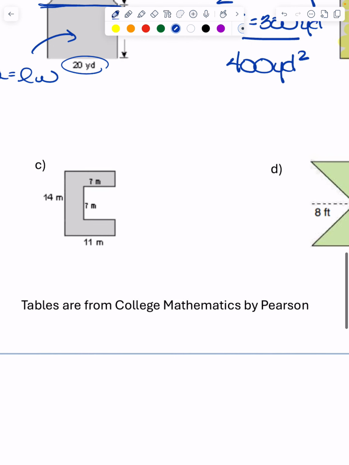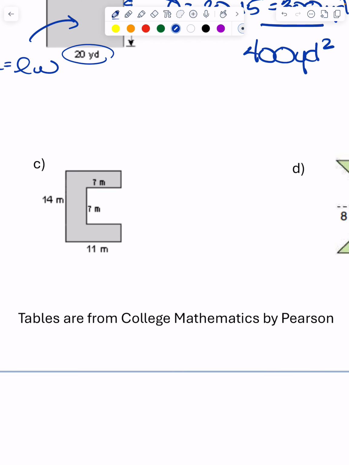So take a minute to look at C and decide what we think the big shape is and what we think the smaller shape is. This looks a little different. We are not carving something out of the middle. But I can imagine extending here, and then my big shape is this large rectangle. The area of that in the yellow, which I will highlight in a minute, is 14 times 11, 154 square meters.